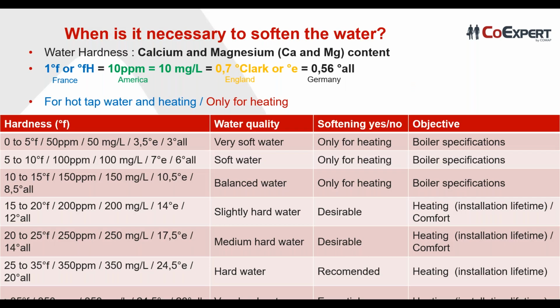Now, when is it necessary to soften the water? It depends on two things. The first one is the objectives of the softening process, and the second is the water hardness. Regarding the water hardness, it's expressed with the following units. In France, the French degrees, in America, ppm, parts per million or milligram per liter. In England, it's the Clark degree or the English degree, and in Germany, the German degree.